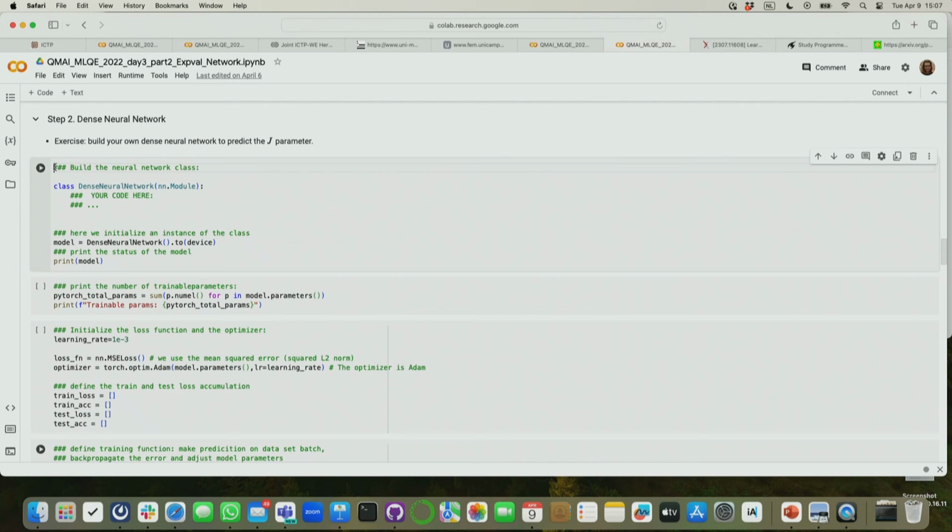And then in notebook 4, we didn't put any code because you just need a dense neural network and the architecture is not super weird. A few fully connected layers with a little bit of dropout should get you to a good J prediction from these snapshots.